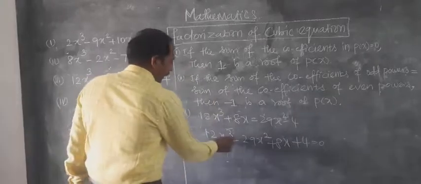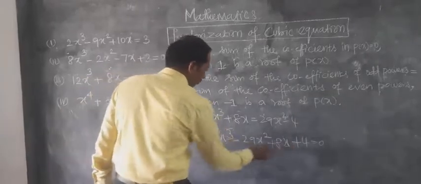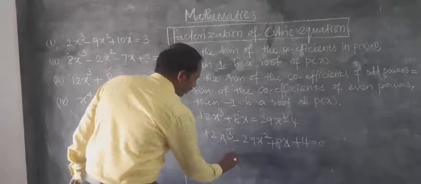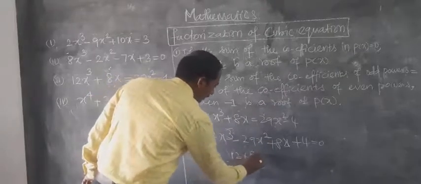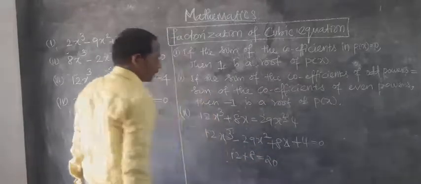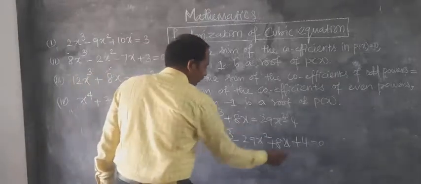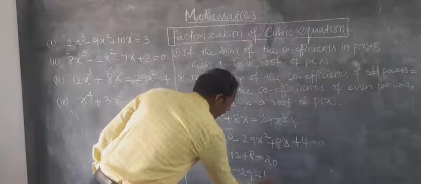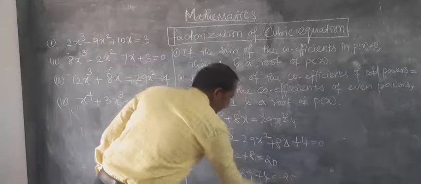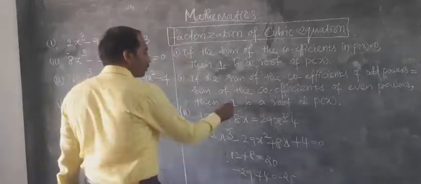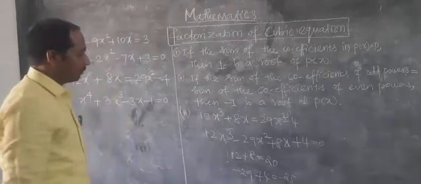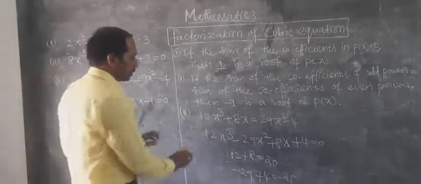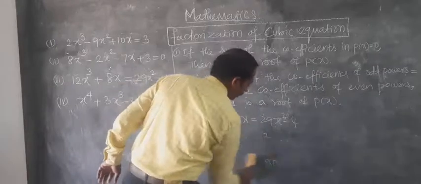So add the odd powers, 12 plus 8, 20. 12 plus 8 is equal to 20. So next, this one, minus 29, even power, plus 4 is equal to minus 25. So it is not same. So minus 1 is also not a root for this equation.